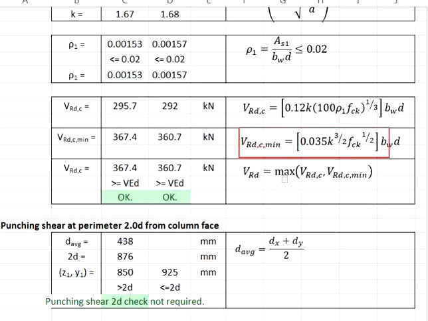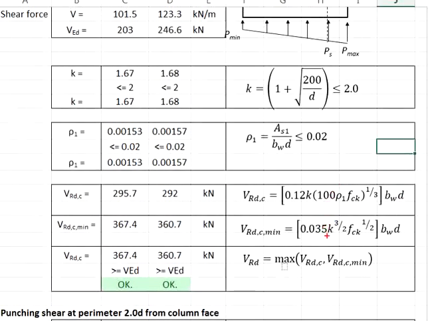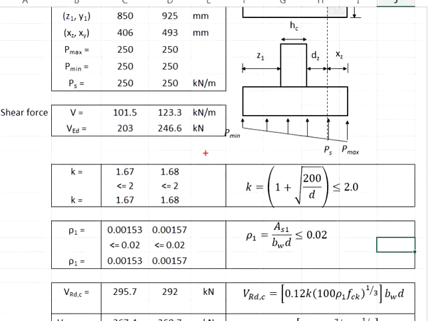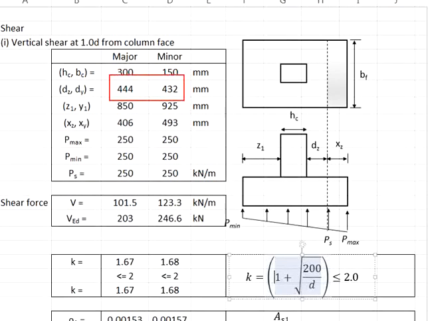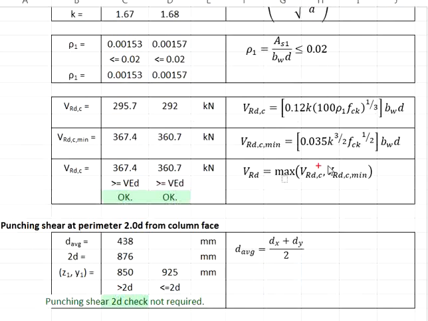Next, we use these equations to determine the VRd,c minimum. Substitute the value k into the equations for both major and the minor axis. fck equals 30, b equals 2 meters, and d will be due to the major and the minor axis, which are 444 and 432. Then you get 360 something.